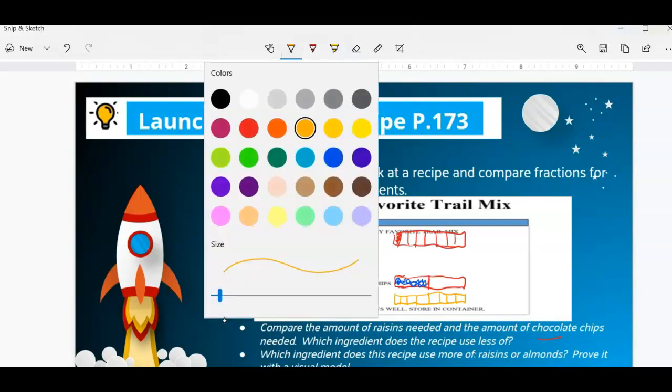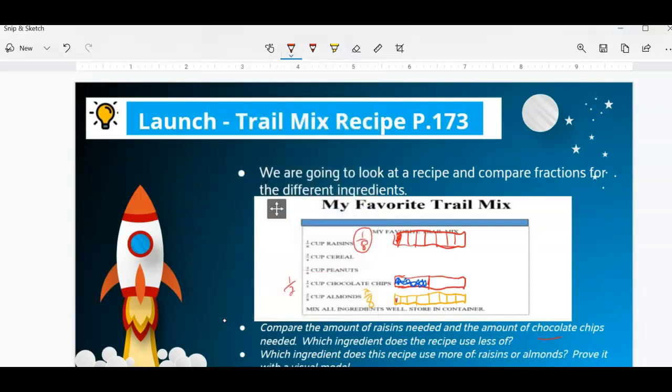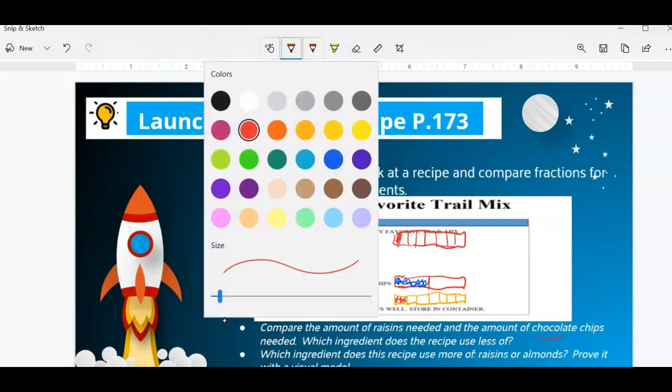All right, and you're going to have 2 shaded in there. Now, when you look at the model, you'll see clearly that there are more almonds than there are raisins. Now, those two have the same denominator.